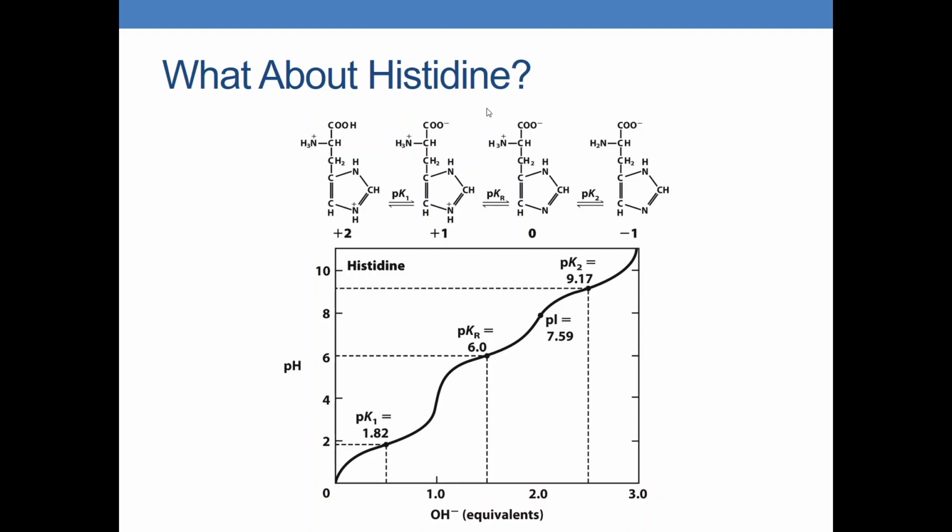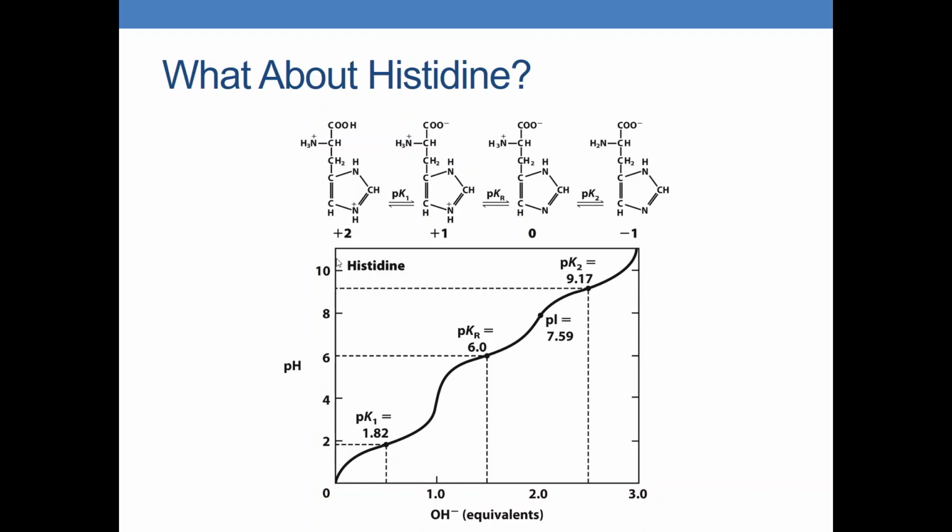So as always, our alpha carboxylic acid group has the lowest pKa. It's going to be about 2. In fact, you'll see here it's 1.82. The next group that is going to deprotonate based on pKa value is the side chain, the imidazole. It has a pKa of 6. The alpha amino group is going to deprotonate last at the highest pH. It has a pKa of 9.17. Knowing the pKa's is really helpful because you can order them and really predict the order of events.